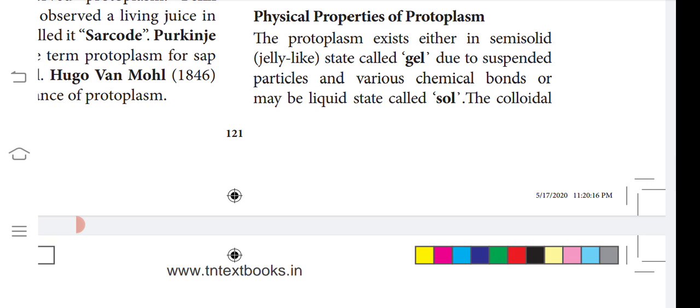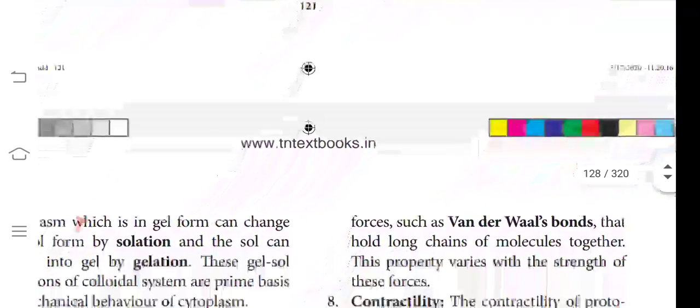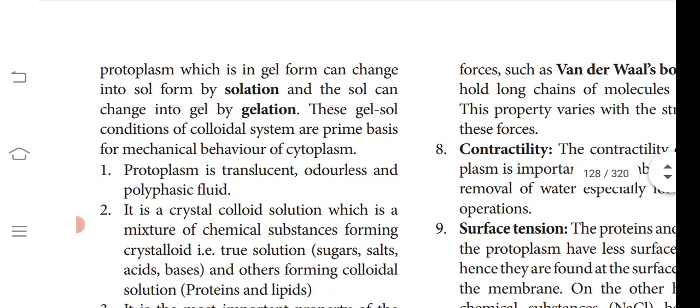Physical properties of protoplasm, it is very important. The protoplasm exists in a semi-solid condition. Semi-solid, it is not solid, it is not a liquid. It is a gel condition due to suspended particles and various chemical bonds and maybe the liquid state. Protoplasm which is in gel form can change into sol, called solation, and also sol can change into gel, that is called gelation. So it is also called the sol-gel theory. It becomes solid-like or it becomes liquid-like.